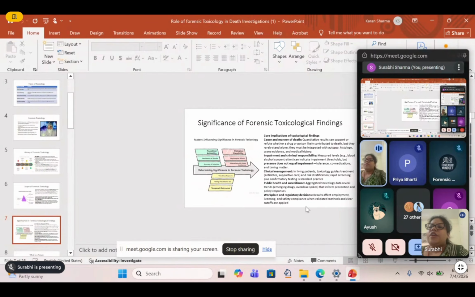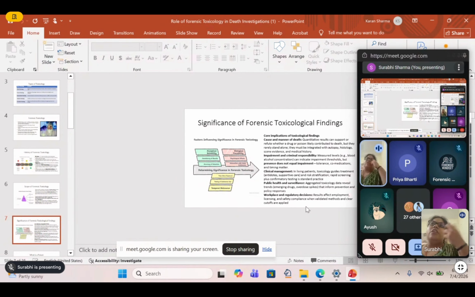Significance. What is the significance of toxicological findings? Cause and manner of death. To determine cause and manner of death, I have said this multiple times since I started my presentation, that the core work of a forensic toxicologist is to tell the cause and manner of death, how a person might have died, and what was the cause.